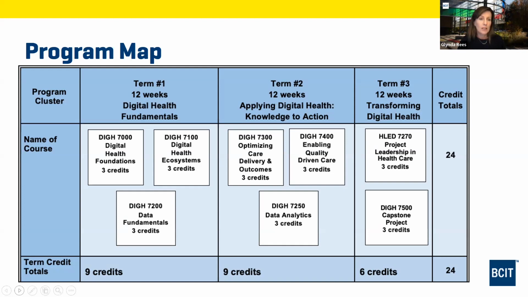And so the Digital Health Foundations course, DIG 7000, is an introductory course that is a prerequisite or co-requisite for the other courses. And it can also be taken as a standalone course. So for anybody who's thinking, I'm interested, but I'm not sure if I want to do the full program, you can take that 7000 course on its own as a standalone course as well. It sets you up then for the digital health ecosystems course, which looks at all the different systems that make up the digital health ecosystem or environment, and pulls all that together.